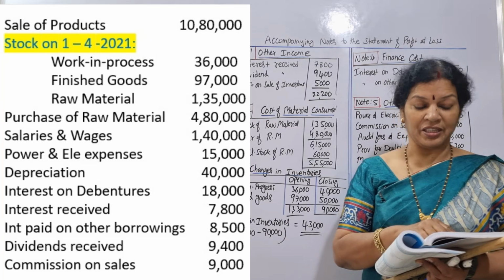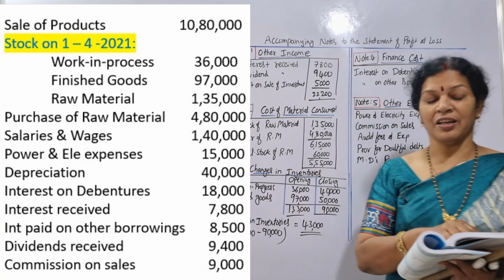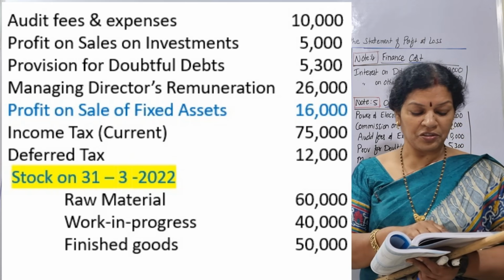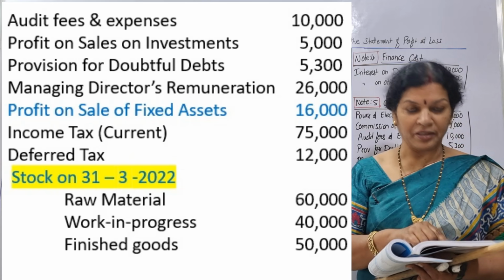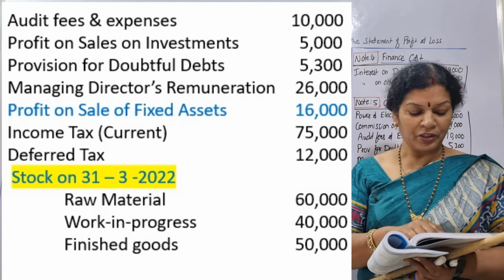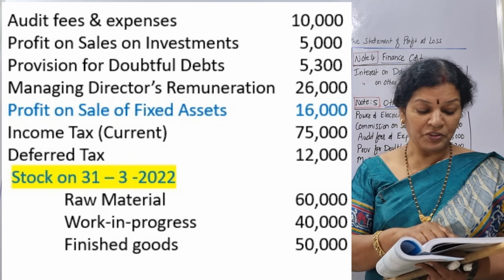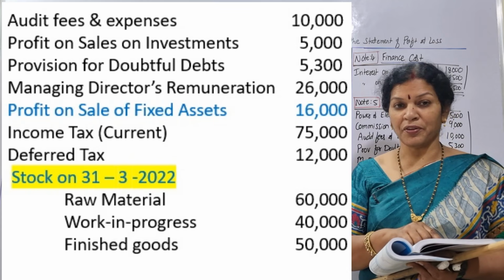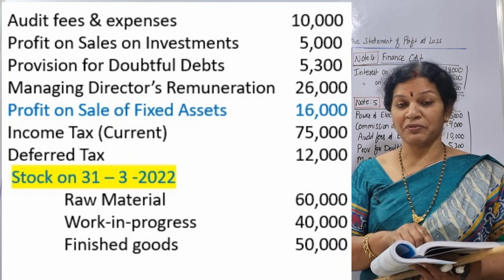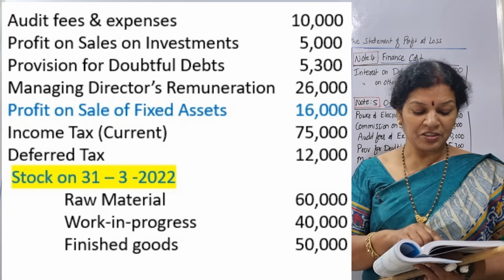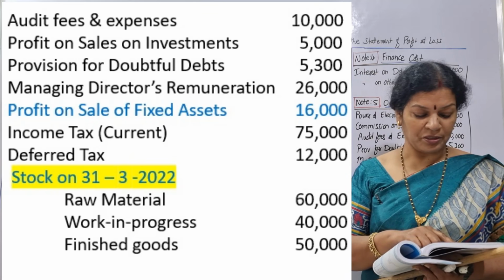And commission on sales. Commission on sales is other expenses. In the same way, next other transactions: audit fee and expenses, other expenses. Profit on sale of investment, other income. Provision for doubtful debts. We kept a provision for doubtful debts. It is a loss, so that is why we will be showing it under other expenses. Managing director's remuneration, other expenses.